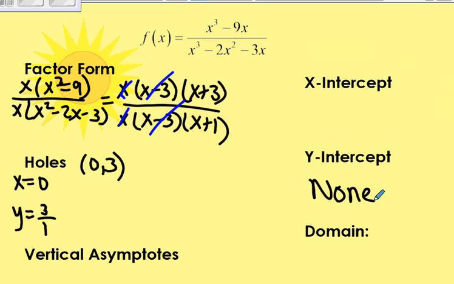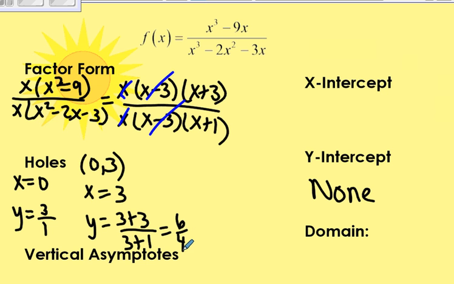Okay, the next one was at x minus 3. So there x would equal 3 because we set x minus 3 equal to 0. And then we're going to plug 3 in. So for our y, we would have 3 plus 3 in the top over 3 plus 1 in the bottom. So we're going to have 6 over 4 or 3 over 2. So our second hole would be at 3 comma 3 over 2.